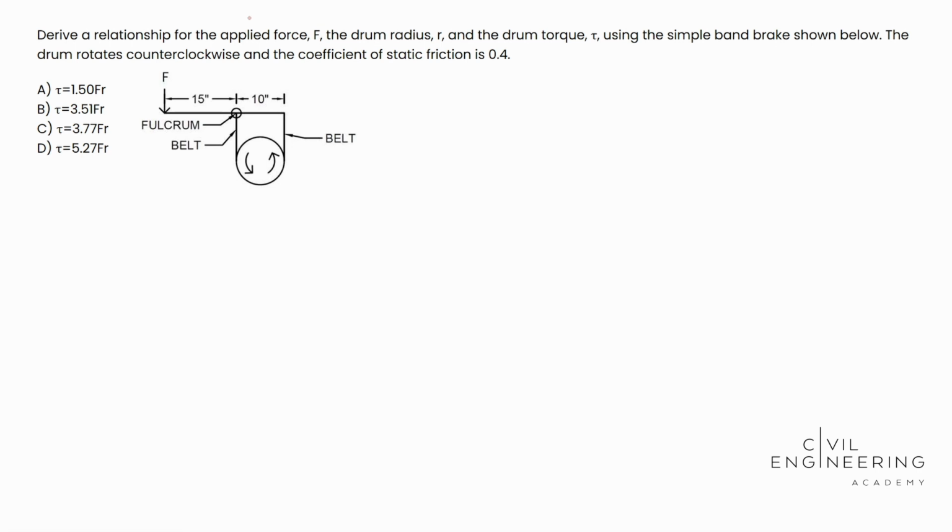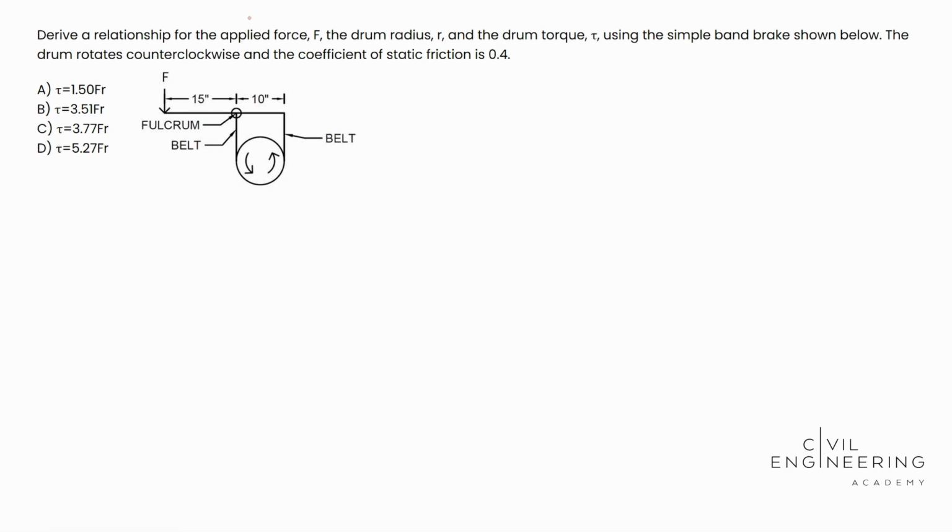All right, so today we have an FE type of problem. This is going to be out of the FE manual. Here's what the question says. Derive a relationship for the applied force F, the drum radius R, and the drum torque tau. That's what that symbol is. It's tau. Using the simple band brake shown below. The brake rotates counterclockwise and the coefficient of static friction is 0.4. All right, so it gives us a lot of hints towards this problem. We see our four options available to us, in units of, or unknowns of tau, F, which is our applied force, and R, which is the radius of our drum.